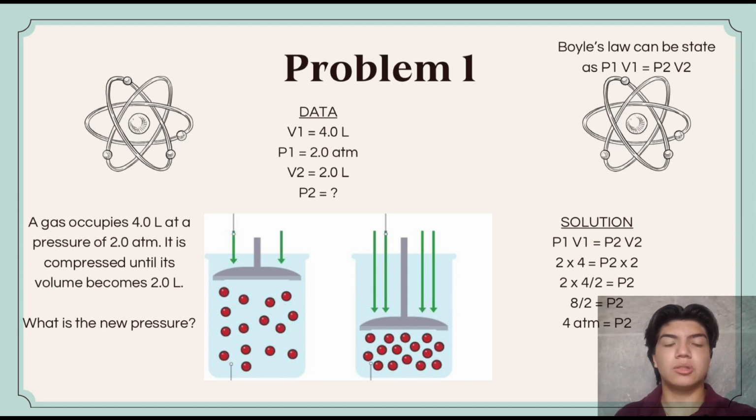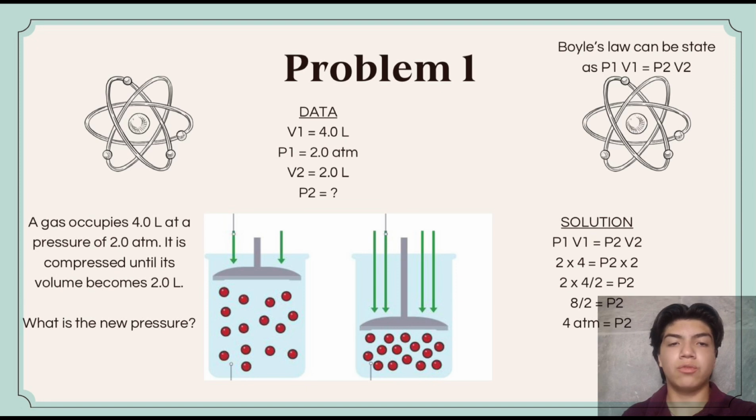Hi, my name is Adan Alberto Hernandez, and I'm going to present problems 1 and 2. Problem 1 says a gas occupies 4 liters at a pressure of 2 atm. It is compressed until its volume becomes 2 liters. What is the new pressure? First of all, we need to have the data and know which data is missing. In this case, it is P2.